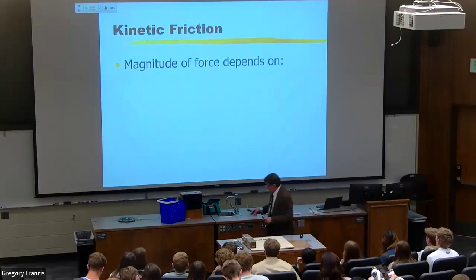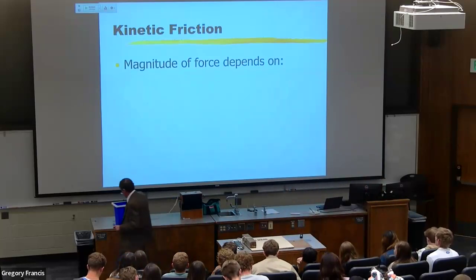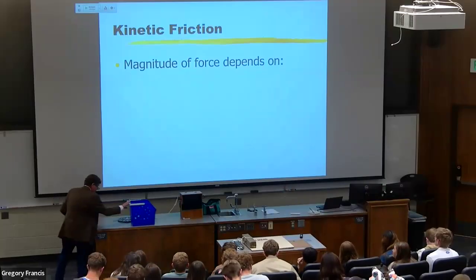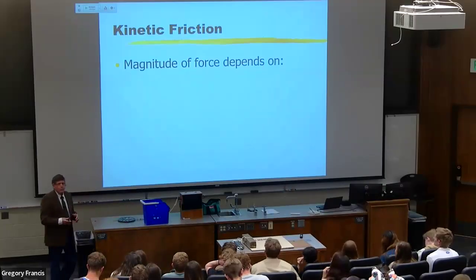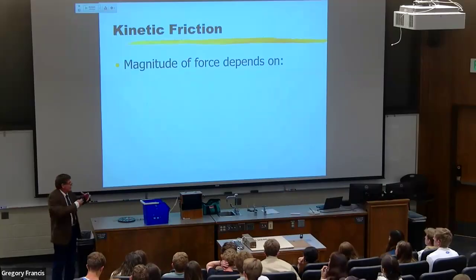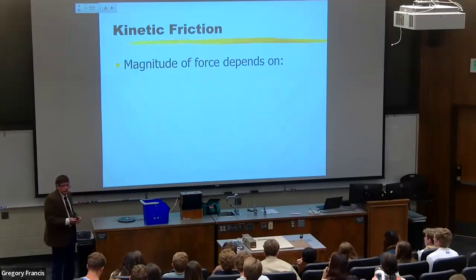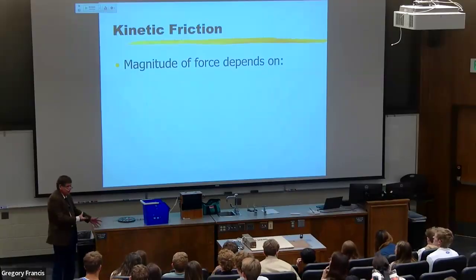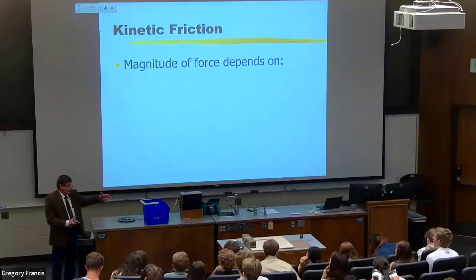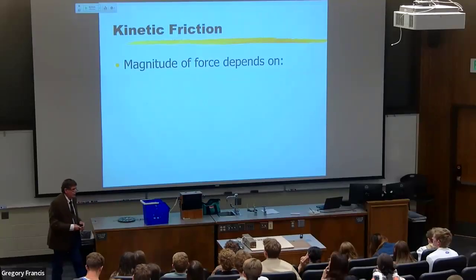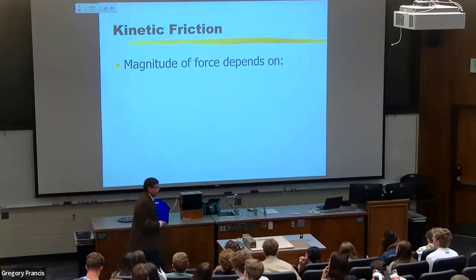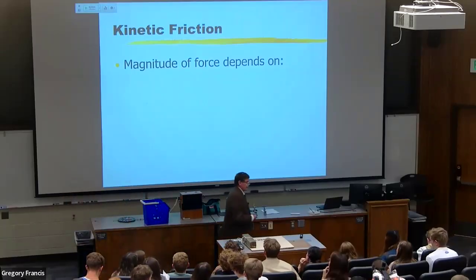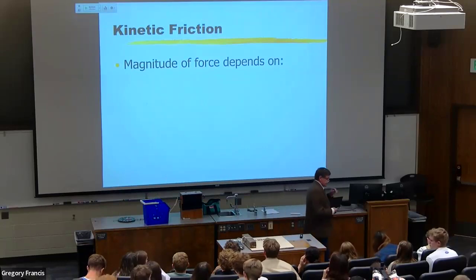As I slide this across, what things should that force depend on? What attributes of this bucket or this table should that depend on? And I'll give you a clue. It's not the color of the bucket, okay? So talk to your neighbor. What sort of things should matter when I'm calculating that kinetic friction? What should matter?